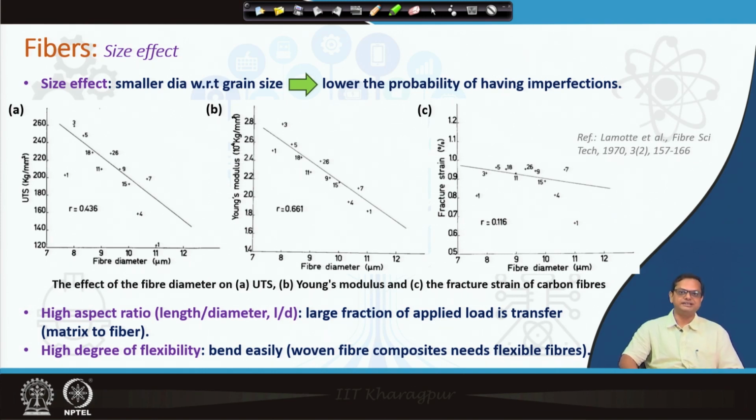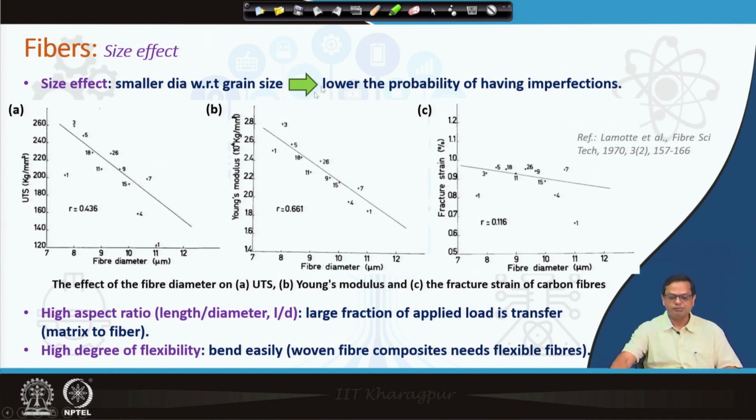Now, another very important factor here is the advantage of going for higher aspect ratio, or basically lower diameter. On all these three graphs where we are showing UTS, Young's modulus and fracture strain, we can see clearly that with increase in fiber diameter, these values are decreasing. Very interesting point here. The material remains the same, but as we decrease the fiber diameter, the modulus and the strength increase. That is just because as we decrease the fiber diameter, the imperfections or the defect density in the fiber decreases in terms of grain boundaries, antiphase boundaries and all those things.